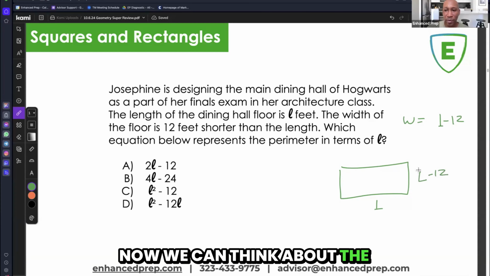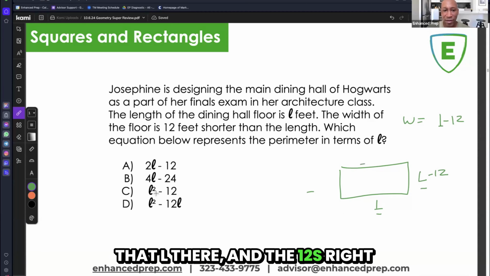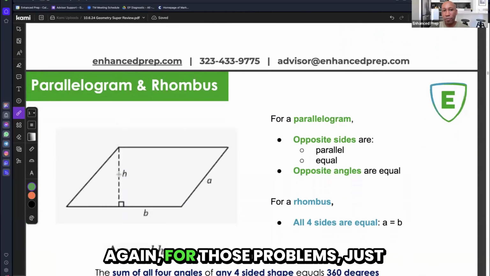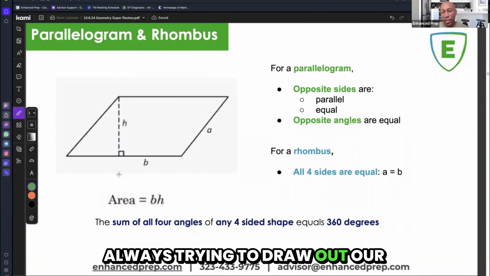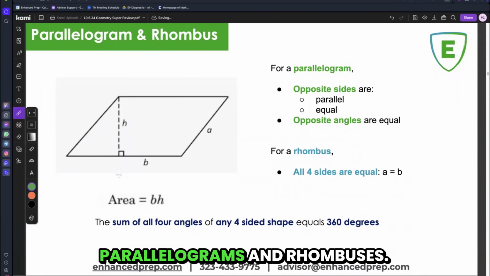And now we can think about the perimeter. We're just going to add all those together. So we have that L here, the L here, the L here, the L there, and then the 12s right there. Great job. So again, for those problems, we're just always trying to draw out our shapes and images and then using those to solve the problem. Okay. Good job. Parallelograms and rhombuses.